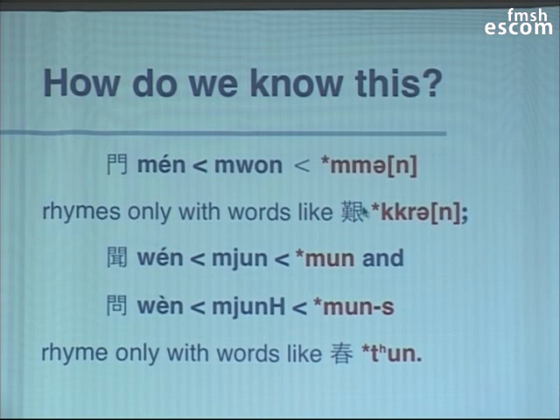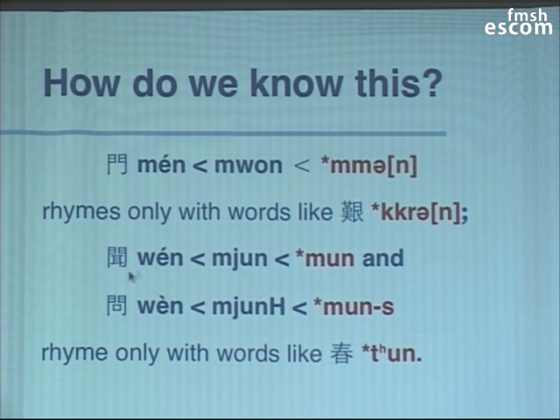Well, mun, it's because of the rhymes. Mun rhymes only with other words that we have to reconstruct with schwa-in. If we just had this Middle Chinese syllable, it could reflect either M schwa in or M U N. But on the basis of the rhyming, we don't have that option. We have to reconstruct it with a schwa in order to make the rhyming come out right.